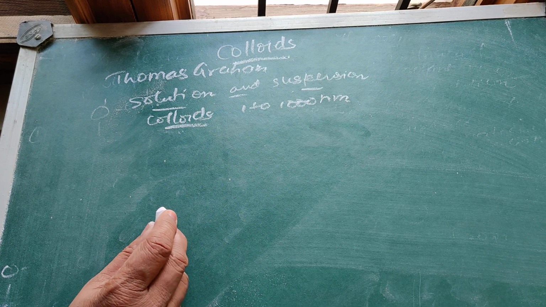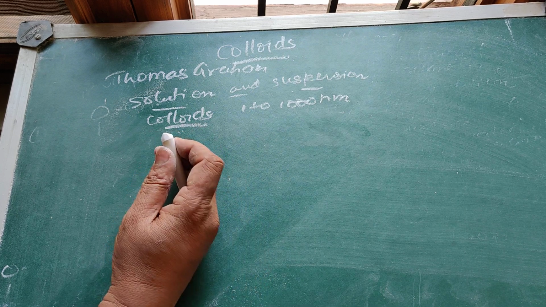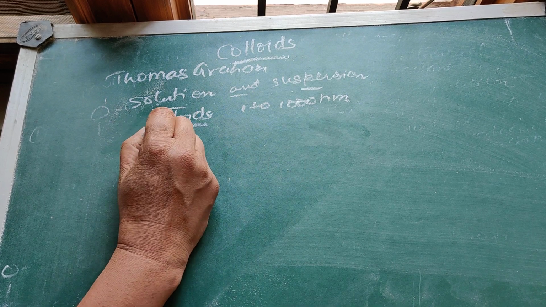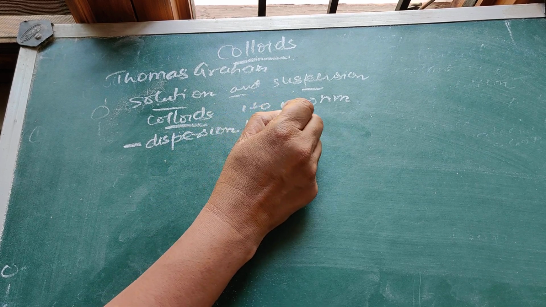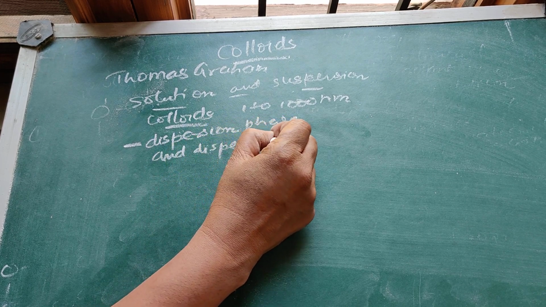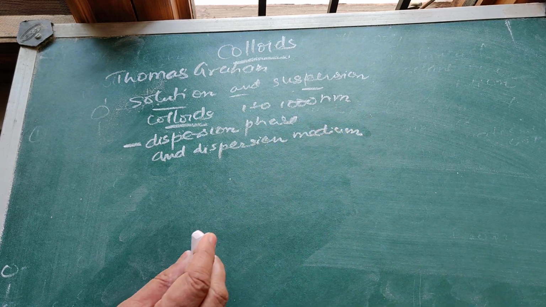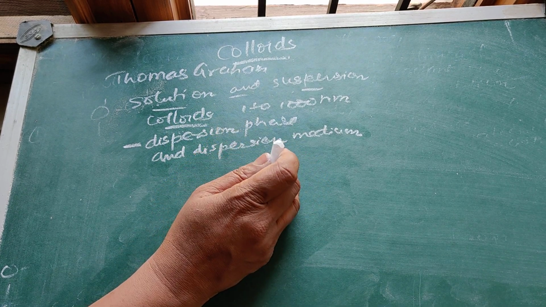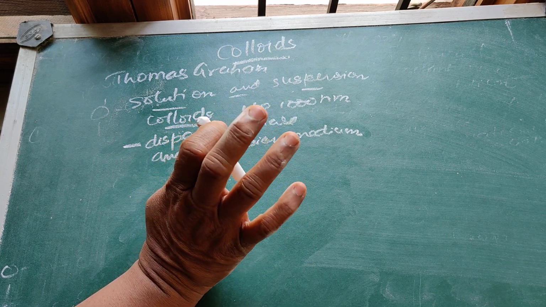So how can you give that definition? Colloid is a heterogeneous system in which one substance is dispersed as very fine particles in another substance known as dispersion medium. Means we have two phases, that is dispersion phase and dispersion medium. The one which is dispersed is the dispersion phase, and the one in which the dispersed phase is dispersed is known as dispersion medium.